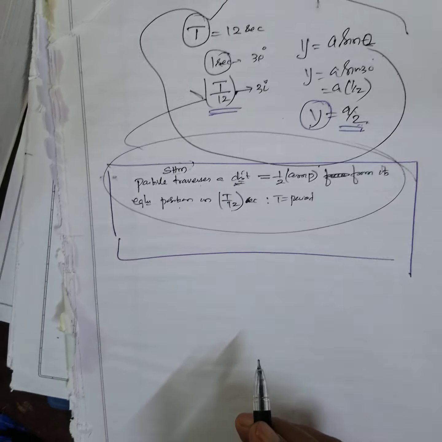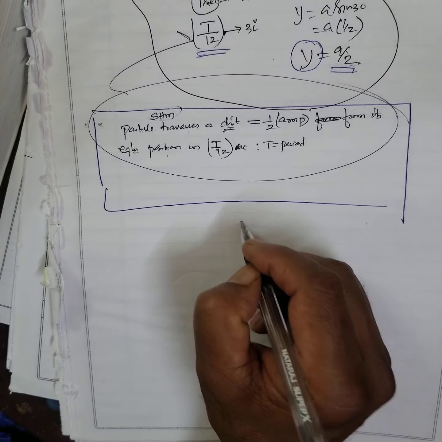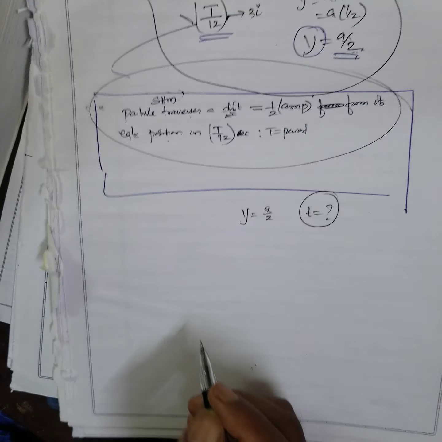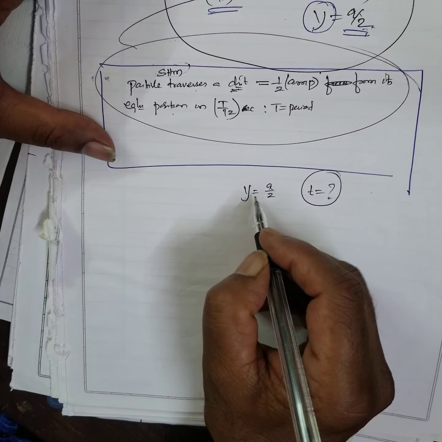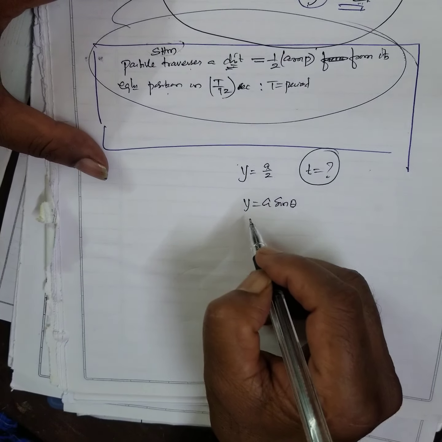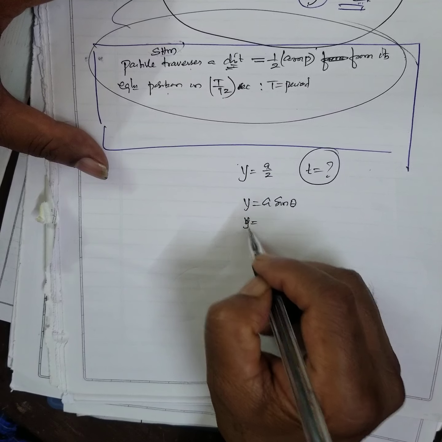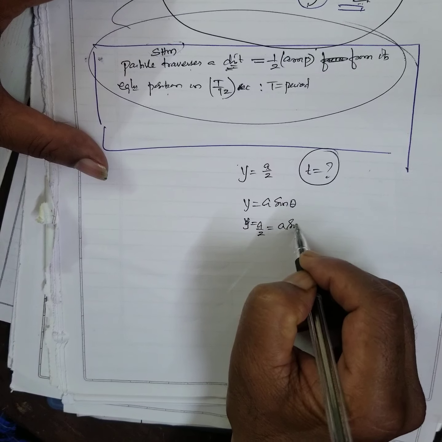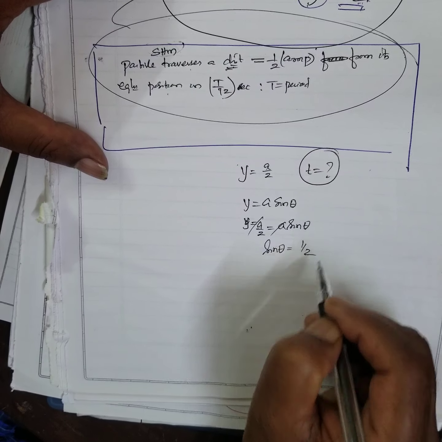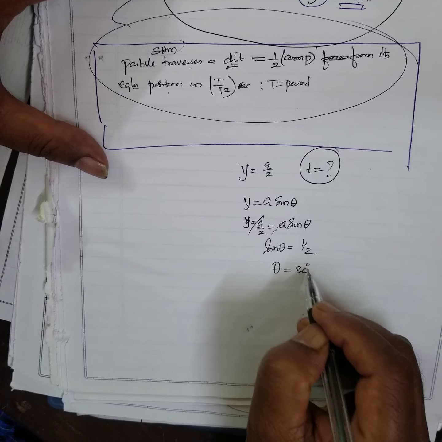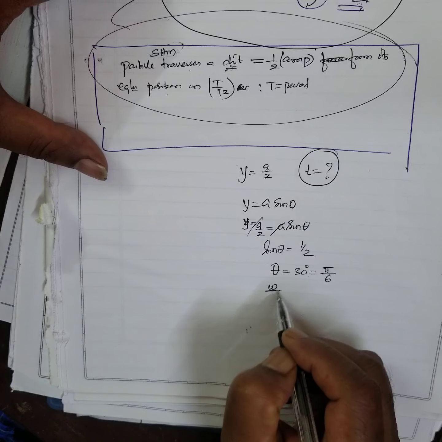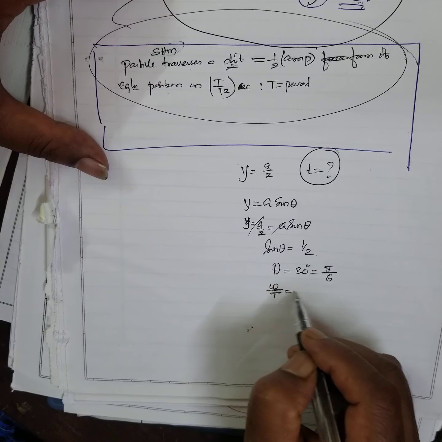The concept is this. Right? Suppose y is equal to A by 2, then what is the T they are asking? That may also be a possibility. Y is equal to A sine theta. Y is equal to A by 2, so A sine theta equals A by 2. This will cancel. Sine theta is equal to half, or theta is equal to 30 degree or pi by 6. Theta is equal to omega t, and this is equal to pi by 6.